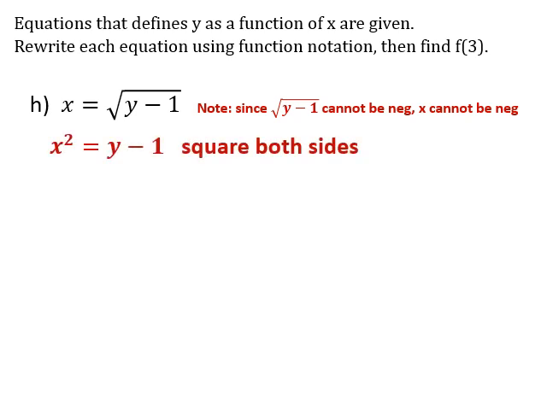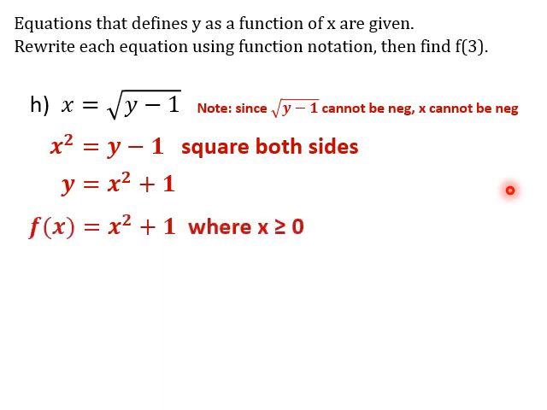And so we've kind of hidden the fact that we have a restriction at the beginning of this problem when we square both sides. All right, and then we simply set it equal to y, by moving 1 over, so we get y equals x squared plus 1, and then we write it using function notation. Now, we have to put some limits here because of the way the original problem was written, and we knew that x could not be negative. So we say that's the function, but we have to limit the domain here. We have to say where x must be greater than or equal to 0.